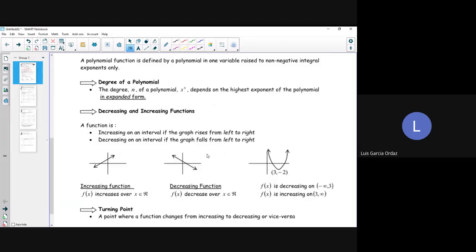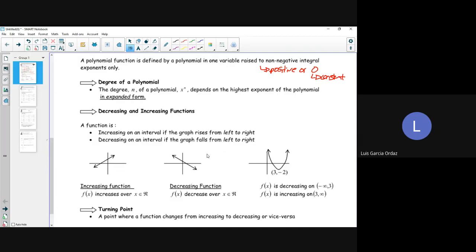So now we're going to look at the properties of polynomial functions. So a polynomial function is defined by a polynomial in one variable raised to a non-negative integral. Okay, so the power has to be positive or 0, which 0 gives us a constant, basically. And the degree of the polynomial, which is represented by n, depends on the highest exponent of the polynomial in expanded form, okay?